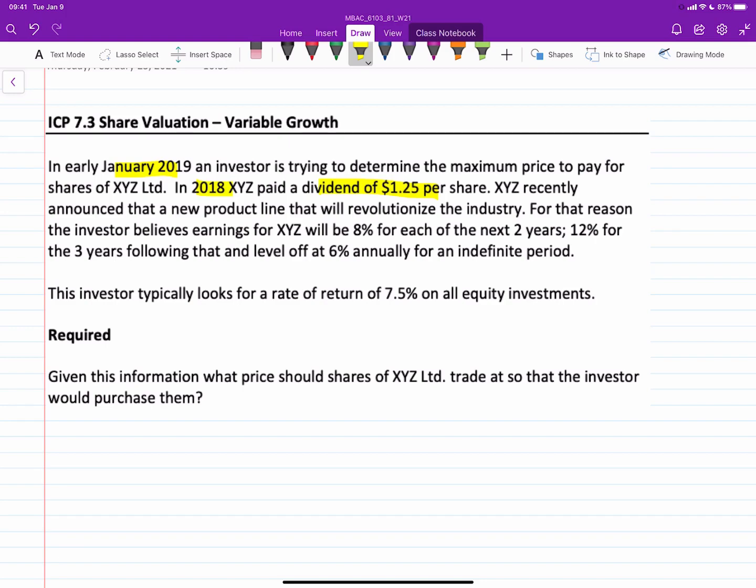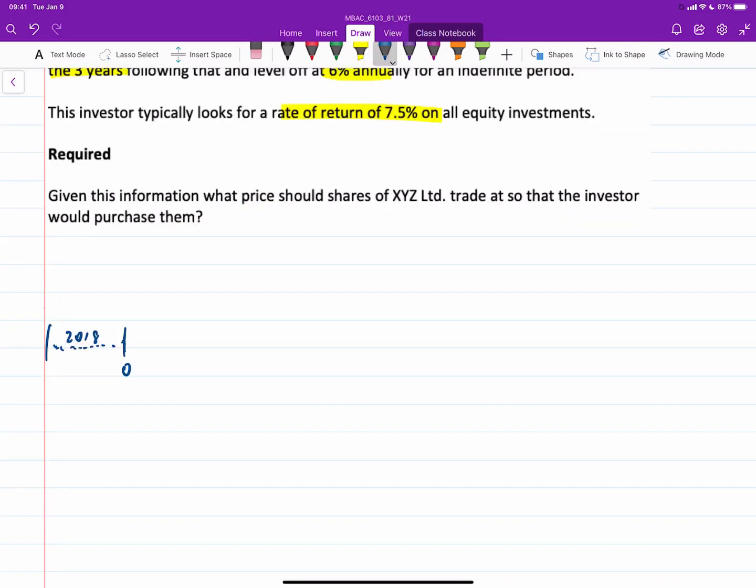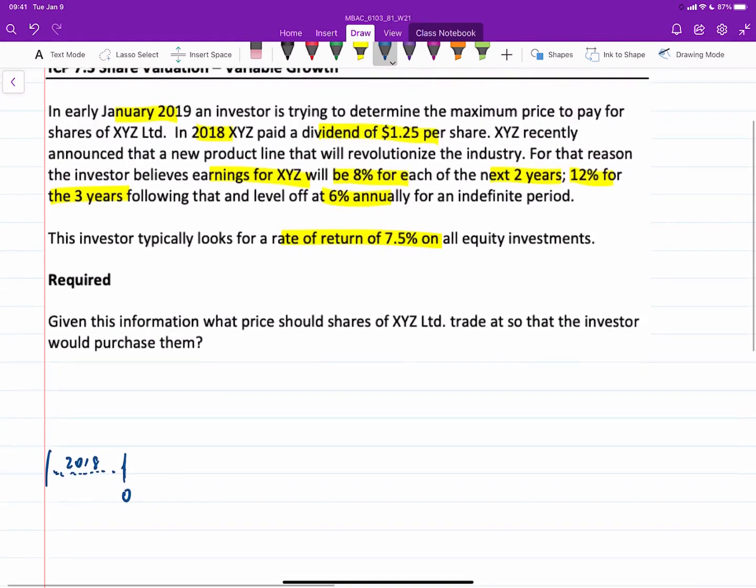Now, the investor believes that the earnings will be 8% for each of the next 2 years, 12% for the 3 years following, and then level off at 6% indefinitely. And the rate of return we want is 7.5%. So we are at the end of 2018 or the beginning of 2019. The last dividend that was paid was $1.25.